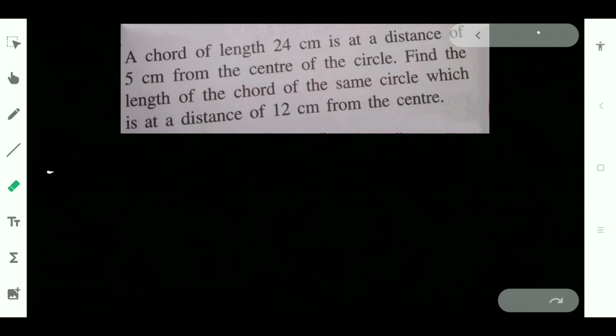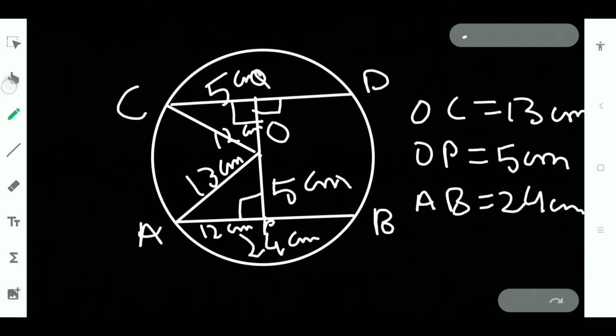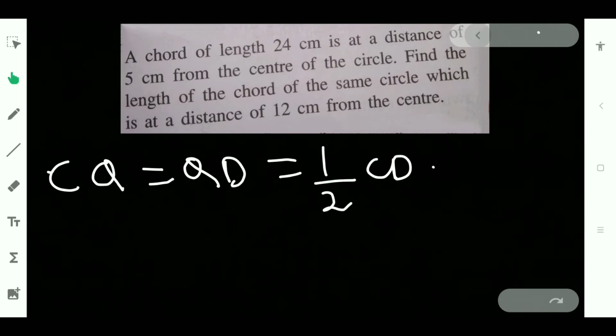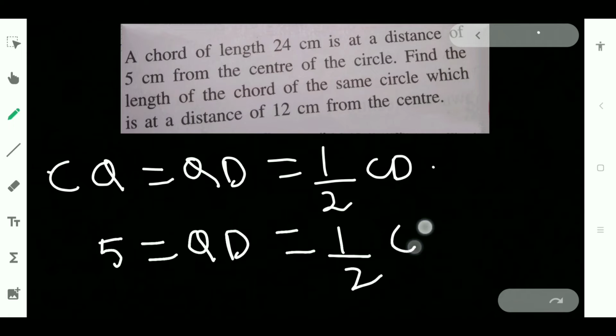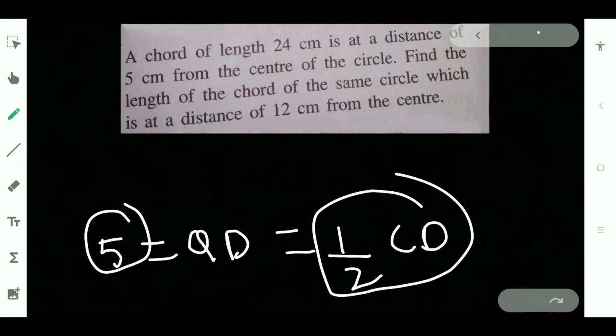Okay, CQ is equal to QD, which is equal to half of CD. Now CQ is nothing but 5 centimeter. We have found that by Pythagoras theorem. CQ is 5 centimeter, so 5 equals QD, which is equal to half of CD. Now just consider 5 and half of CD.